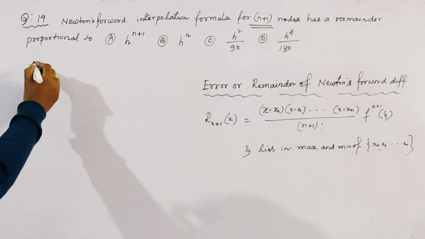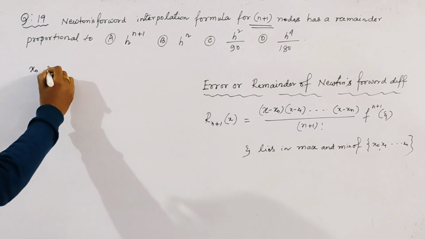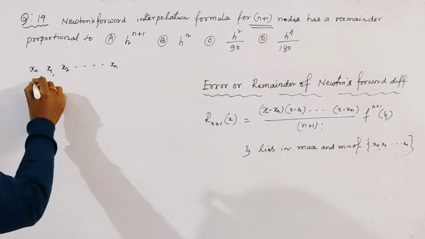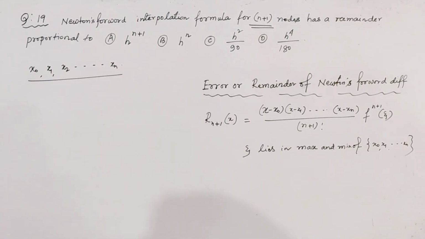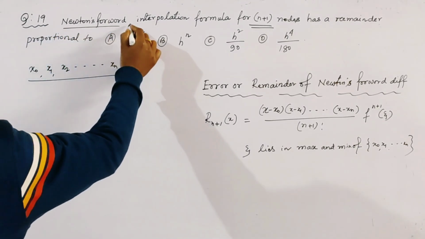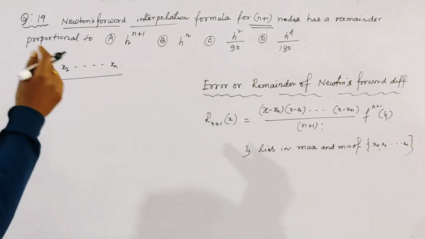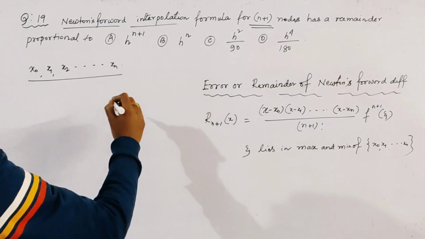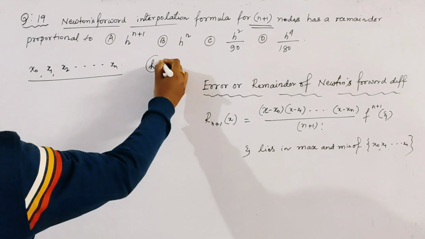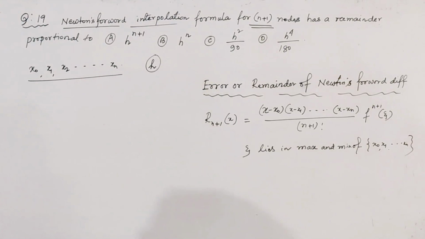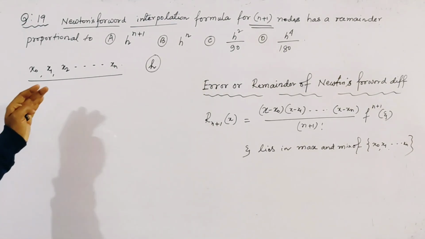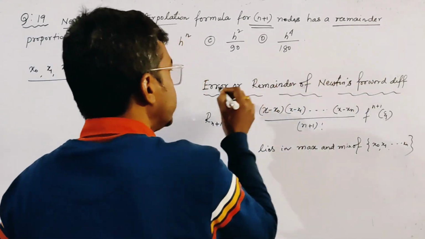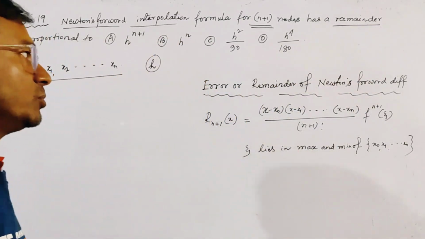So generally nodes are taken to be x0, x1, x2 to xn. These are n+1 nodes, and in Newton interpolation formula, any one of them, forward or backward, we let the nodes be equidistant, and here step length is h. Okay, and we now write the error term or remainder term. Remainder means error of this interpolation formula.